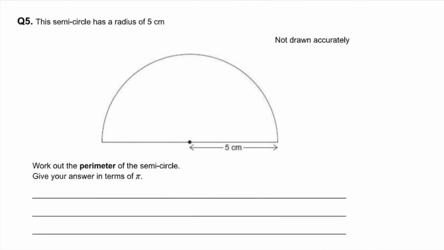Question 5. This semicircle has a radius of 5 centimeters. Work out the perimeter of the semicircle. Give your answer in terms of pi. Okay. So perimeter is the distance all the way around the shape. And for a semicircle, the perimeter is made up of 2 parts, isn't it? You've got the arc here, which is half a circle, half the circumference of a circle, and you've got this straight line part here, which is made up of 2 radii.